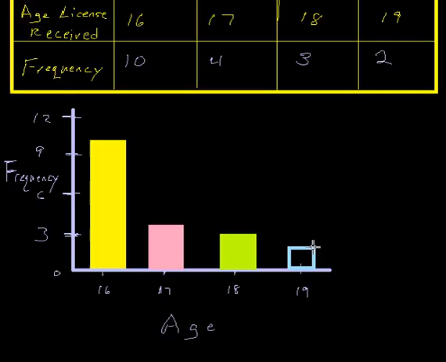So now I have a good visual representation of the data displayed in front of me, and it makes a lot of sense. I can see that the majority of people received their license at age 16, and not too many people received their license at 17, 18, and 19 when compared to age 16. So you can see lots of structure when analyzing the data in this particular graph.